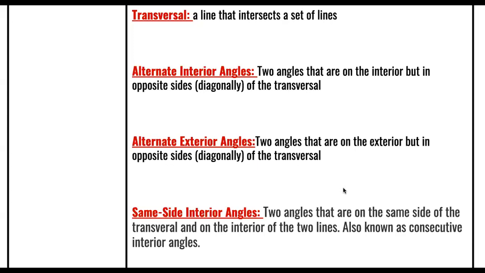The first term here is transversal. That is a line that intersects another set of lines, which is usually two or more. And this transversal is going to create several new angle pairs. So let's look at an example of transversal. You do need to draw this as well.